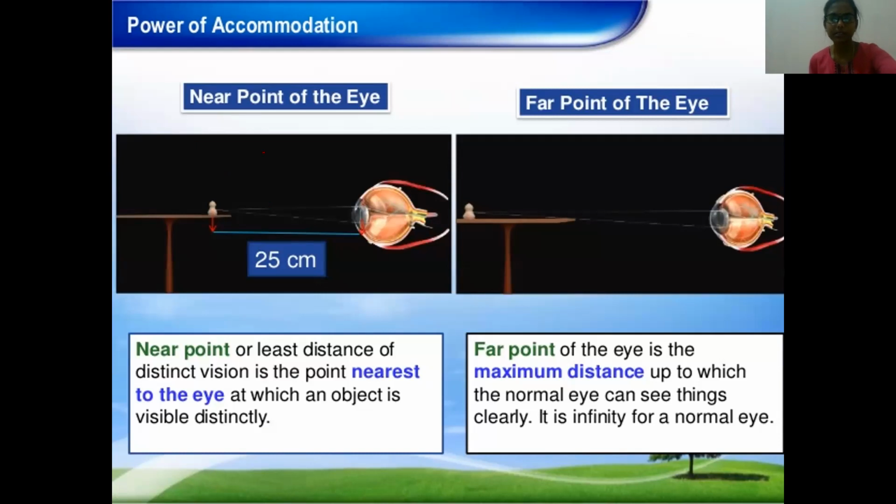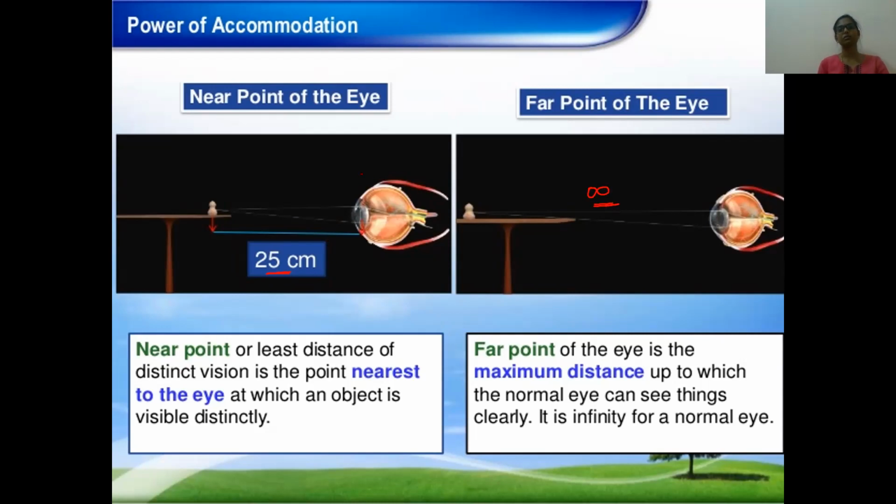So near point means up to what extent, suppose you have one book, up to what distance can you keep it closer so that we are able to see it. That is what we call the near point. And far point means up to what extent we can identify the images. So the near point of the human eye is 25 centimeters, and the far point, we can see to a very large distance, that is what we call infinity. So for a normal eye, the near point is 25 and the far point is infinity.